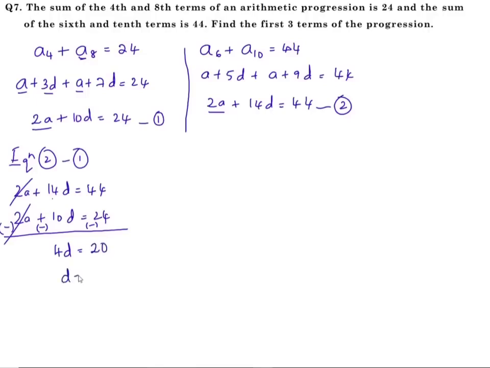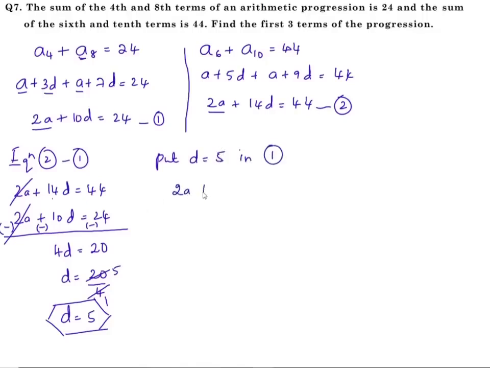Now d equals what? 20 by 4. d equals, 4 ones are 4, 4 fives are 20. Therefore d equals 5. I got the value of d. Now what should I find out? I should find out the value of a. Put d equals 5 in equation 1 or 2. I'll put it in equation 1. What do I get? That is 2a plus 10 times d, 10 into 5, equals 24.